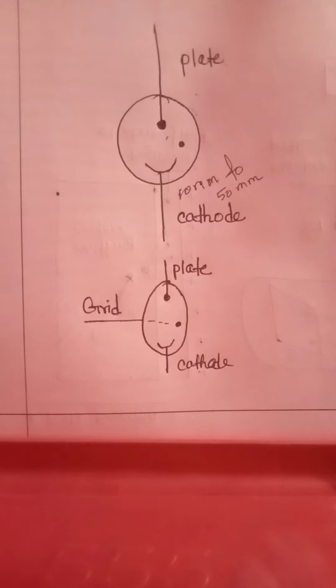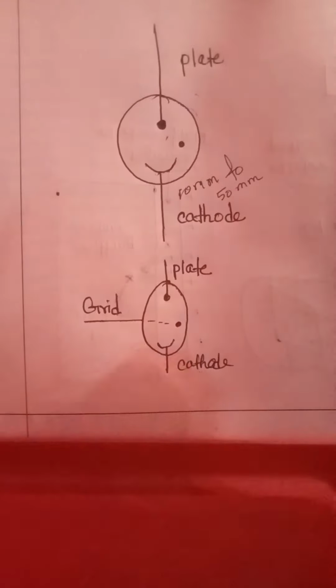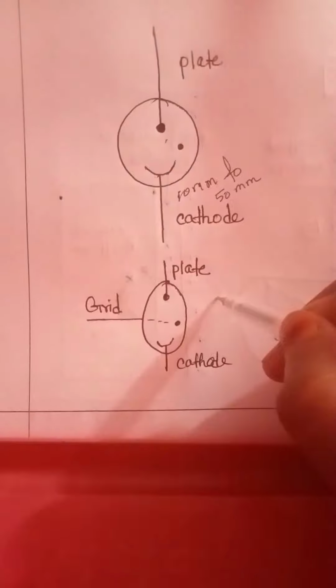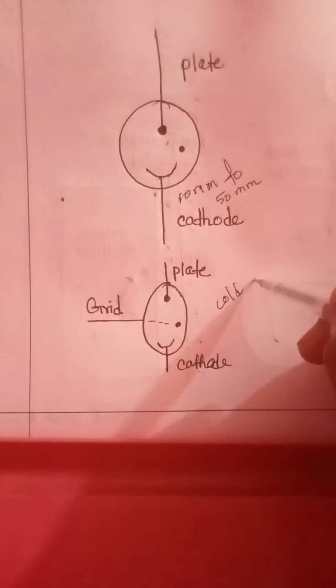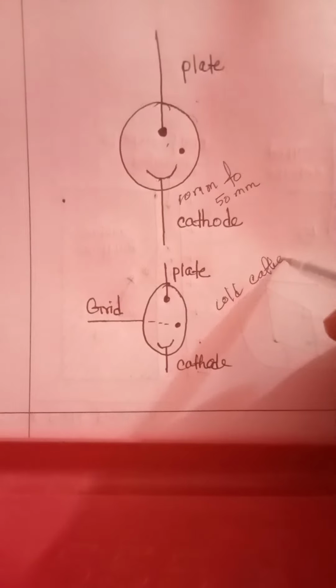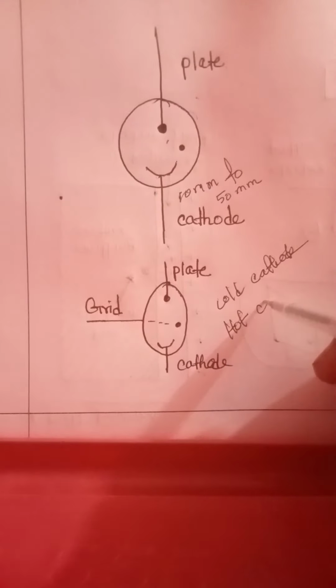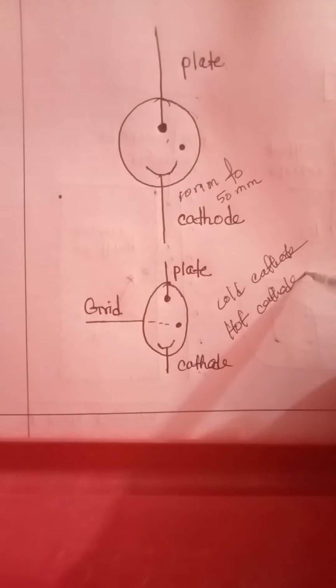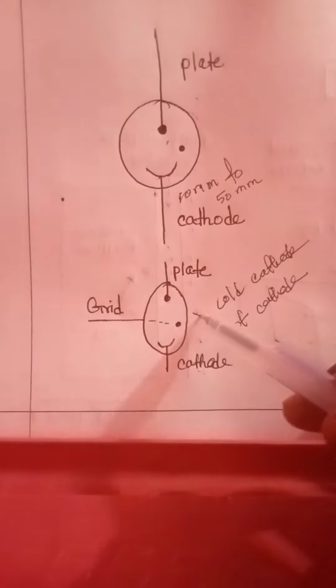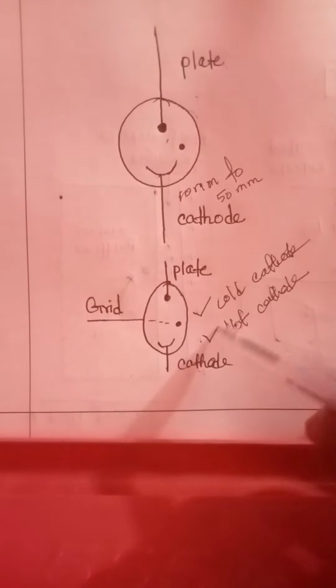Classification: gas-filled tubes are usually classified according to the type of electron emission employed. On this basis, they may be classified into two types, namely cold cathode type and hot cathode type. We'll write it: cold cathode and hot cathode. These are the two types of gas filled tubes.